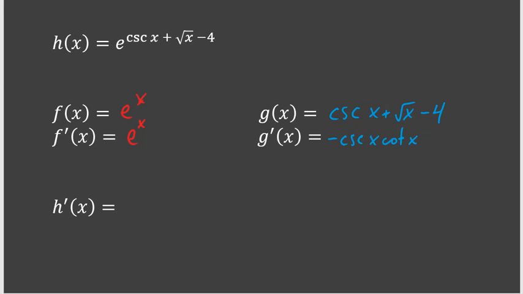The square root of x is x raised to the power 1/2. So using our basic power law, the 1/2 comes down, times the x raised to the power 1/2 minus 1, or minus 1/2.